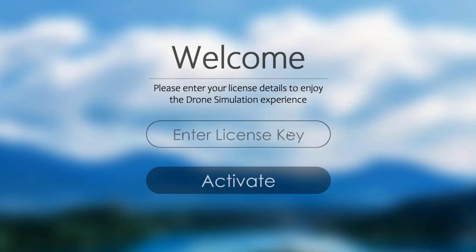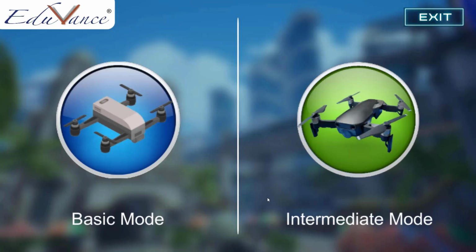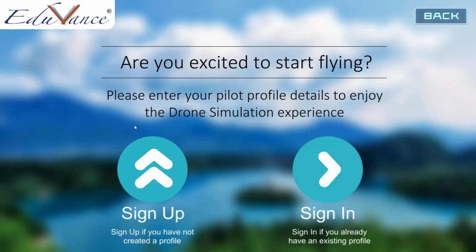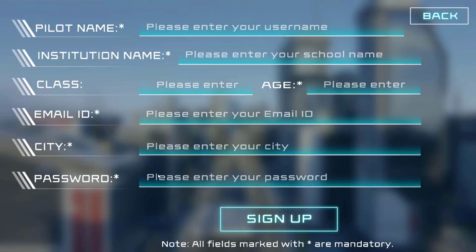Now enter the license key and then select activate. License key is activated, you will see a splash screen. Since we are working with the intermediate mode, let us select the intermediate mode. If you are creating the account for the first time, then select the sign up option. And here enter your details, create your pilot profile.